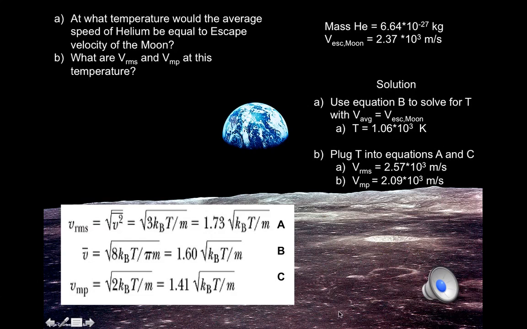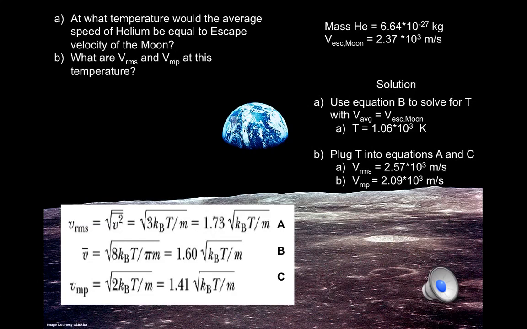So we have a little problem here. A: At what temperature would the average speed of helium be equal to the escape velocity of the moon? And B: what are v_rms and v most probable at this temperature? We're given the mass of helium is 6.64 times 10 to the negative 22nd kilograms. That's the mass of a molecule of helium. And the escape velocity of the moon is 2.37 times 10 to the third meters per second.